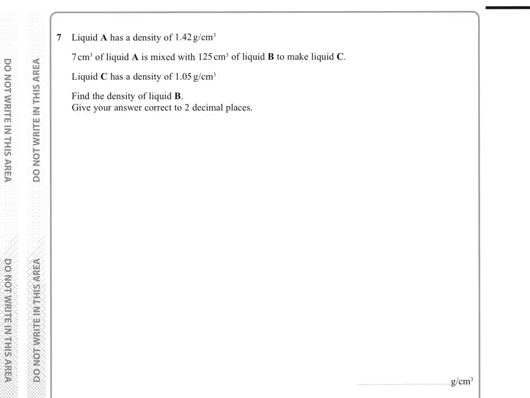Question 7. Liquid A has a density of 1.42 grams per centimetre cube. 7 centimetre cubes of liquid A is mixed with 125 centimetre cubes of liquid B to make liquid C. And it tells you at the end that liquid C has a density of 1.05 grams per centimetre cube. We've got to find the density of liquid B. Well, let's not make it too complicated. Let's just look at A, B, and C separately.